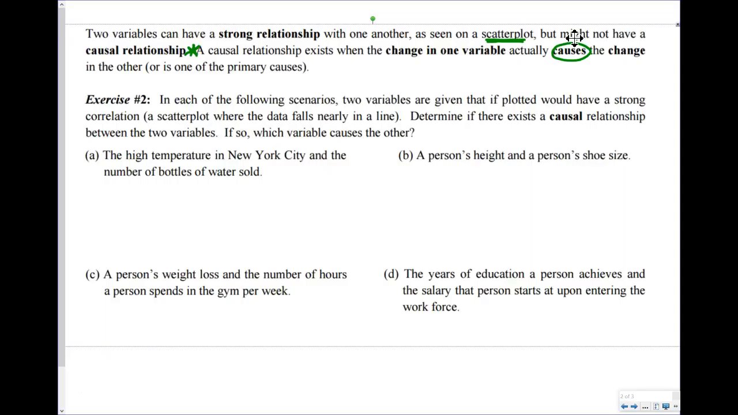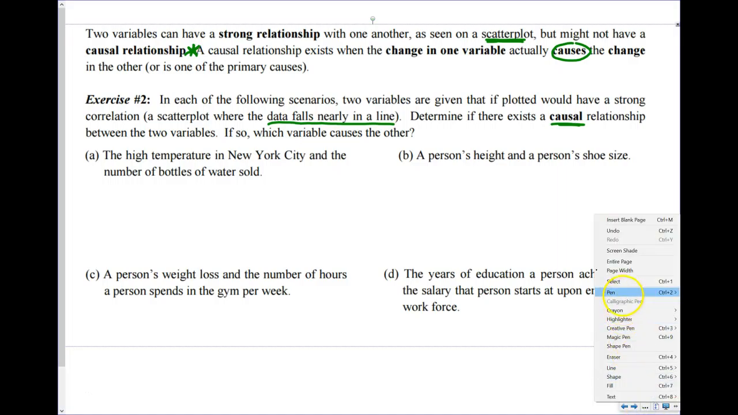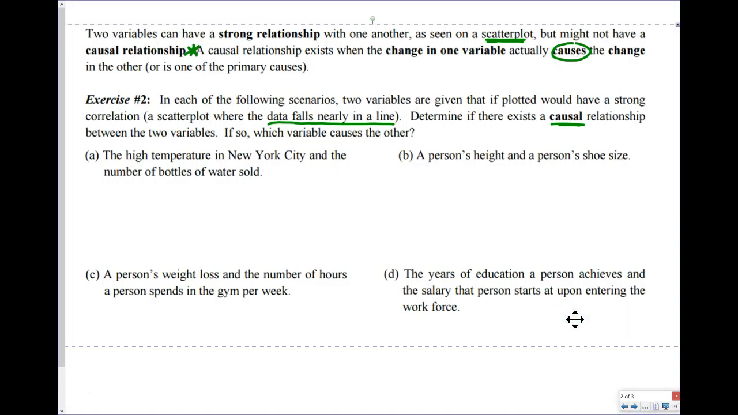So exercise 2 says, in each of the following scenarios, two variables are given that if plotted would have a strong correlation, meaning the data would fall in a line. It'd be either an increasing relationship or a decreasing relationship. Determine if there exists a causal relationship between the two variables, and if so, which one causes the other. So let's look at exercise A. The high temperature in New York City and the number of water bottles sold.